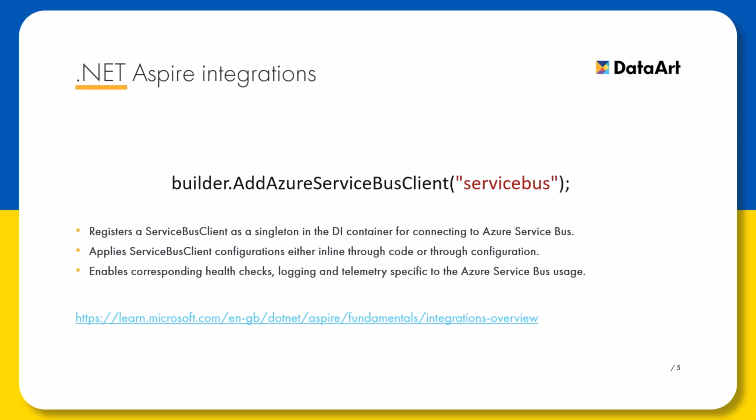So in this sample, we have a builder AddAzureServiceBusClient extension method. So what does this extension method do? First of all, it registers a Service Bus client as a singleton in the DI container for connection to Azure Service Bus. Then it applies Service Bus client configurations either inline through code or through configuration. And finally, it enables corresponding health checks, logging, and telemetry specific to the Azure Service Bus usage. You can learn more about it on the following link.